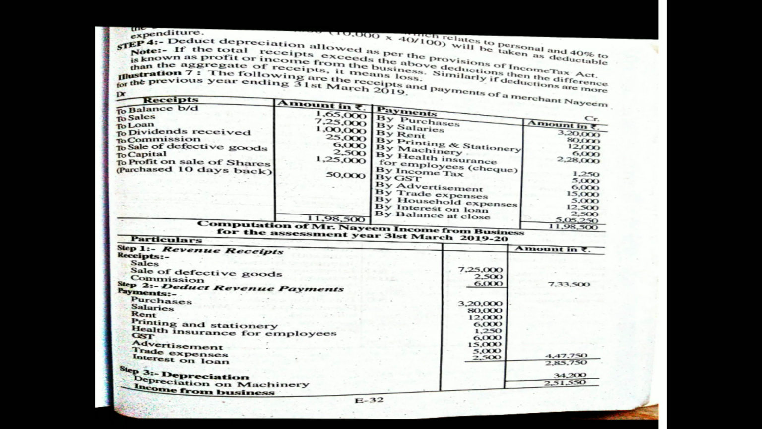Now come to the very easy one. If a receipts and payments account is given in the problem, first take all the receipts and less all payments, only the capital payments. First, take the revenue receipts and less revenue payments. That's all. Now the problem is computation of Mr. Naeem's income from business for the relevant year.